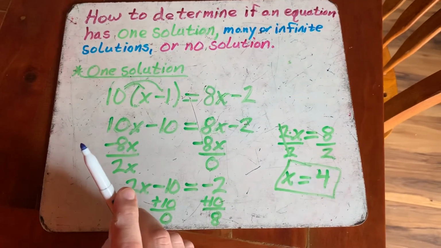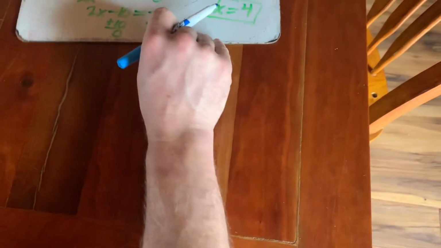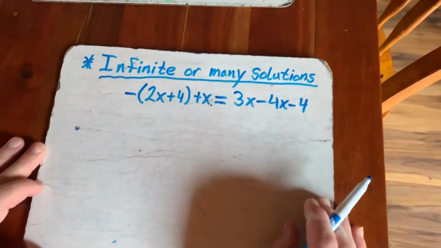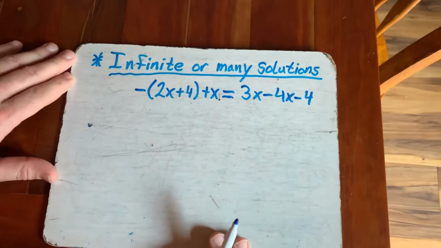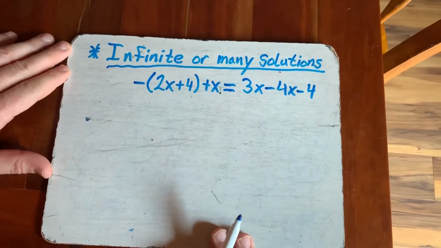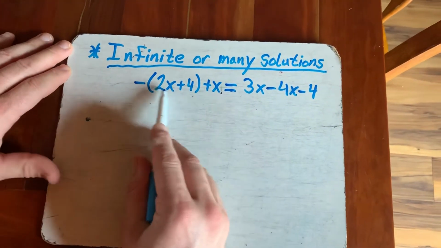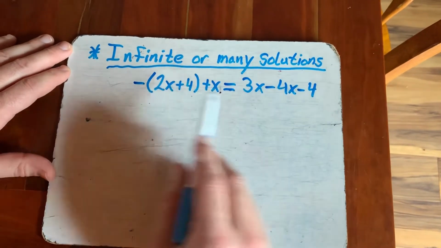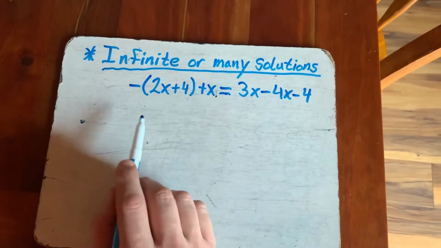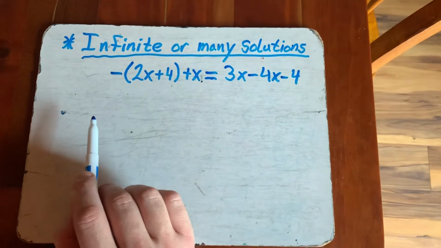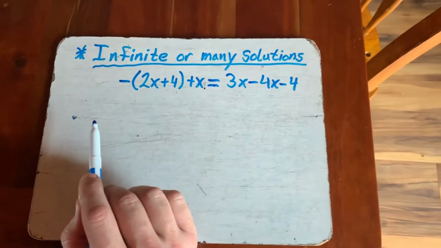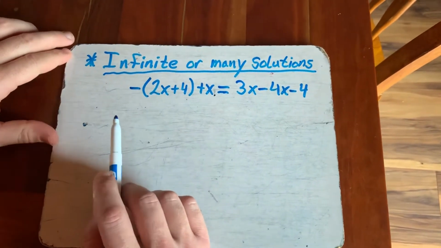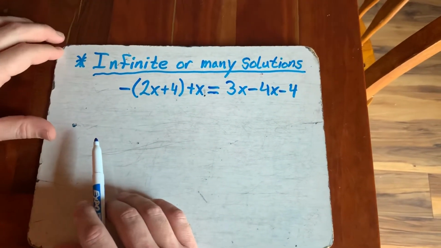Infinite comes from the word infinity, which means goes on forever into the positive or the negative direction. That means that when you solve an equation like this one I'm going to do here, this is an example of an equation that has infinite solutions or many solutions. It doesn't matter what number I put in for x, I could put any number I wanted in for x, positive or negative, and they would all work. They all would be solutions.